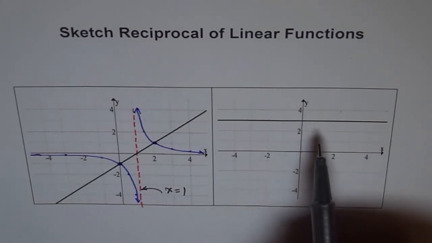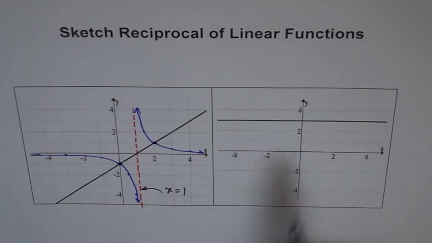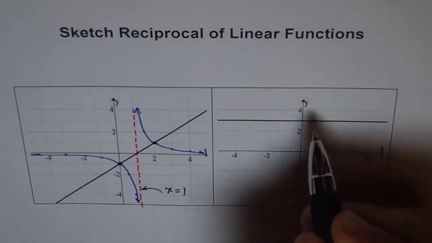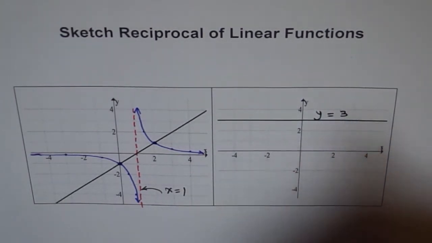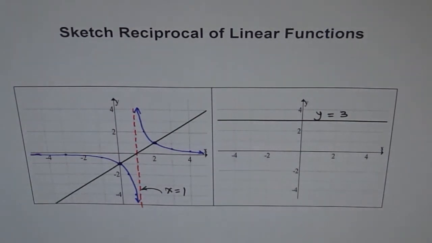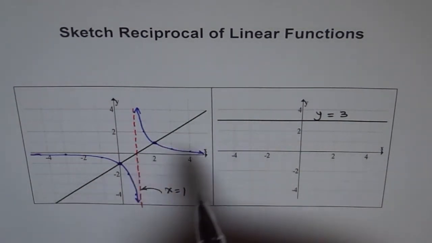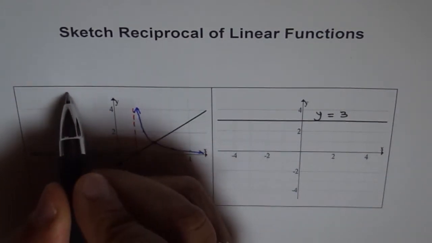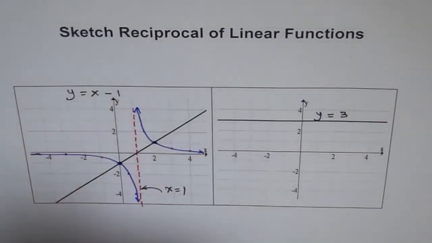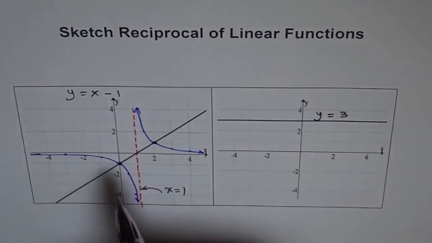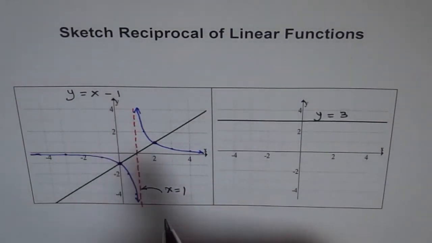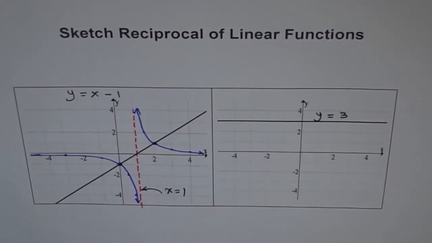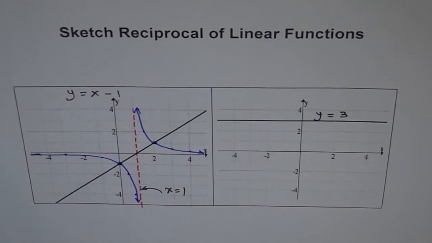Now let's go for reciprocal of this function. What is this function? This is a constant function, and we can write this function as y equals to 3, right? At every point y is 3 for us, correct? We could have written equation for this also. We know the slope is 1 and y-intercept is minus 1. So we can write this as y equals to x minus 1. Is it okay? X-intercept is minus 1 and the slope is 1. Rise over run. Easy.